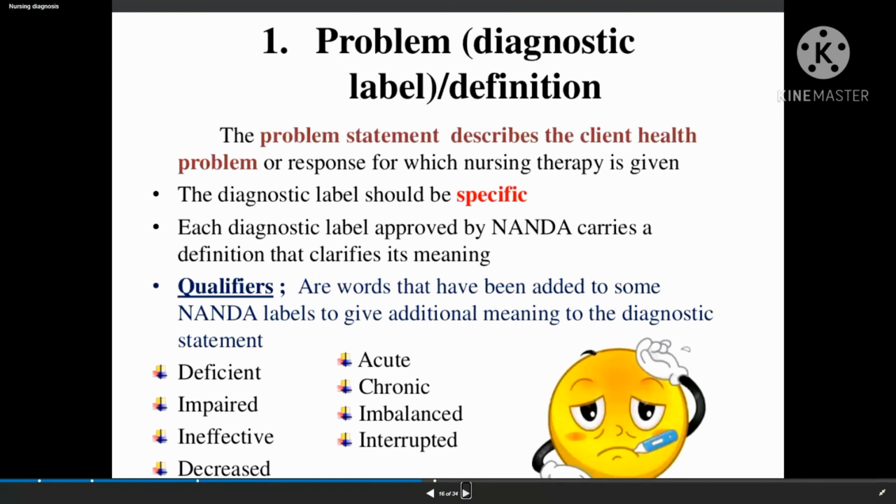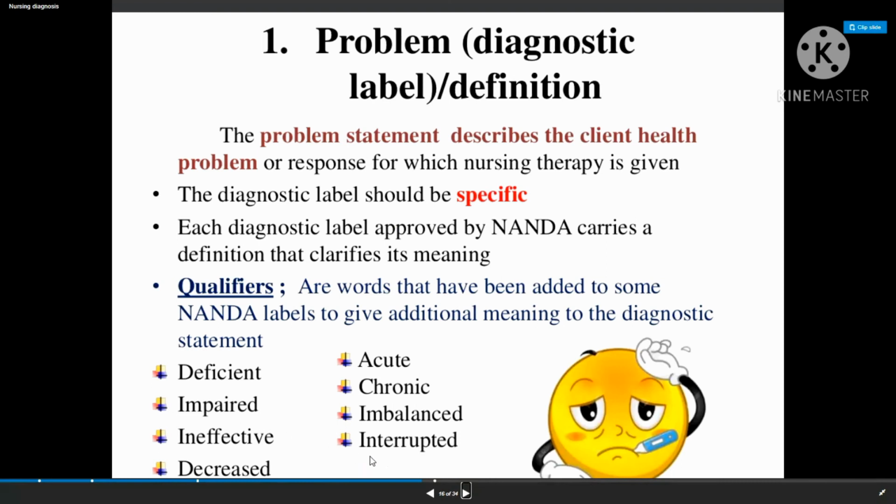The problem statement describes the client's health problem or response for which nursing therapy is given. The diagnostic label should be specific. Each diagnostic label approved by NANDA carries a definition that clarifies its meaning. Qualifiers are the words that have been added to some NANDA labels, like deficient, impaired, ineffective, decreased, acute, chronic, imbalanced, interrupted.